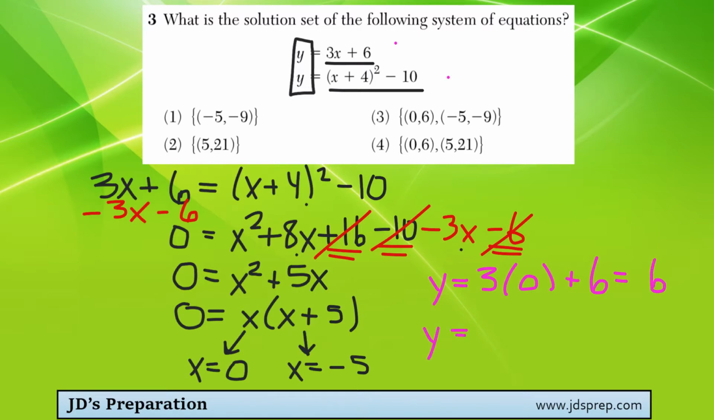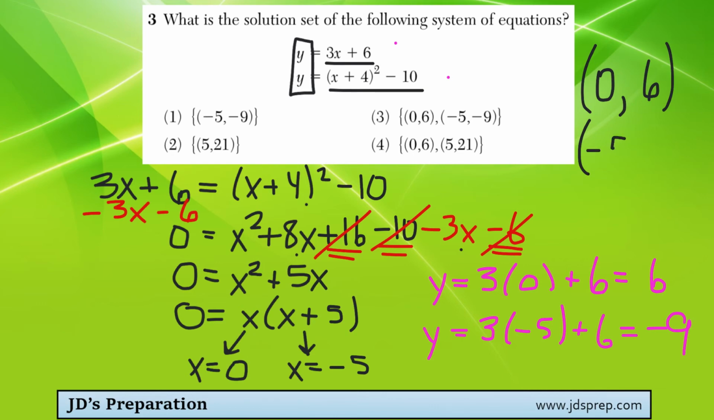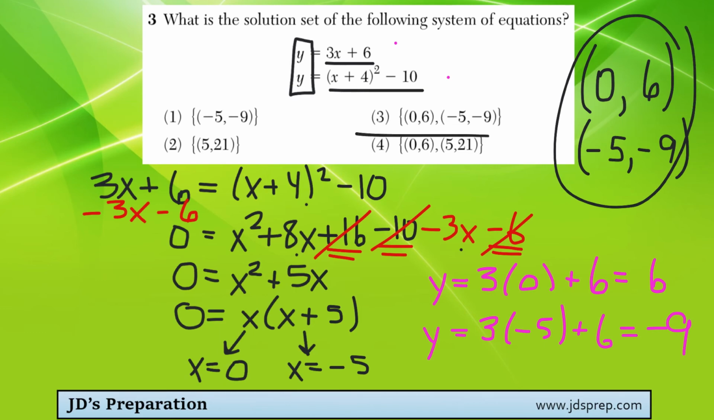And if x was negative 5, we would get a y value of, let's see, negative 15 plus 6 is negative 9. So that translates to a solution of 0 and 6. So when x is 0, y is 6. And the other point is when x is negative 5, our y value is negative 9. So we can see that matches option number 3.